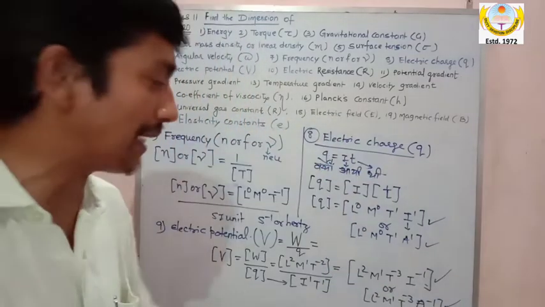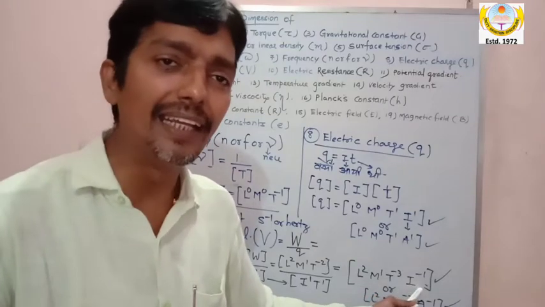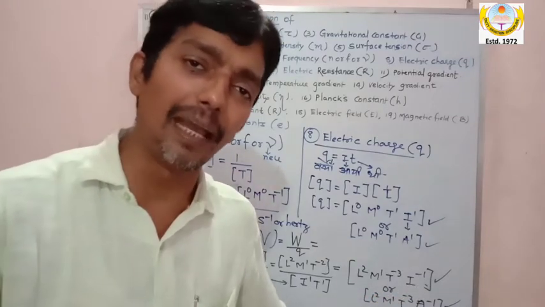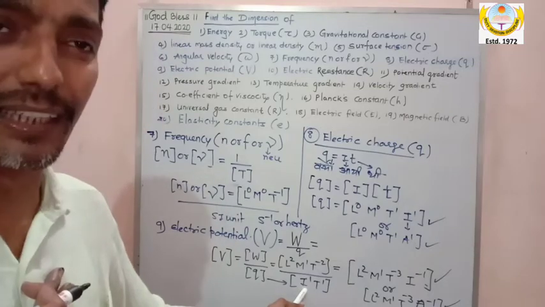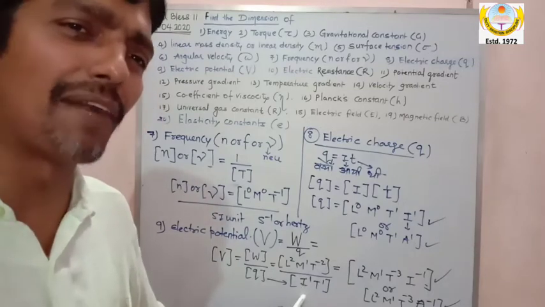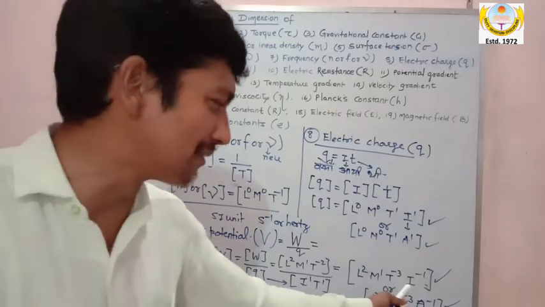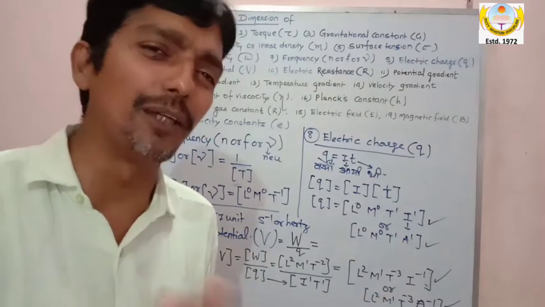It's all up to you whether you represent current as I or as ampere. Better, my point is, because the formula is in I only, Q equals IT. So instead of writing I as A, it is better you have this practice of writing in terms of I only.